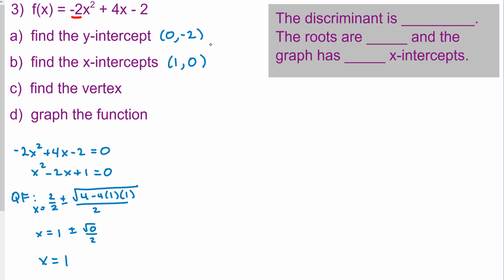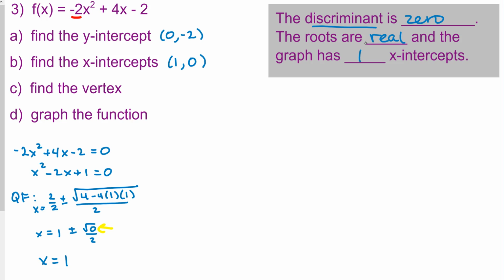And let's stop and talk about the discriminant. The number inside the radical was 0. Okay, and the root is real. There's just one, but it's real. 1 is a real number, and it has one x-intercept, just that same number twice.